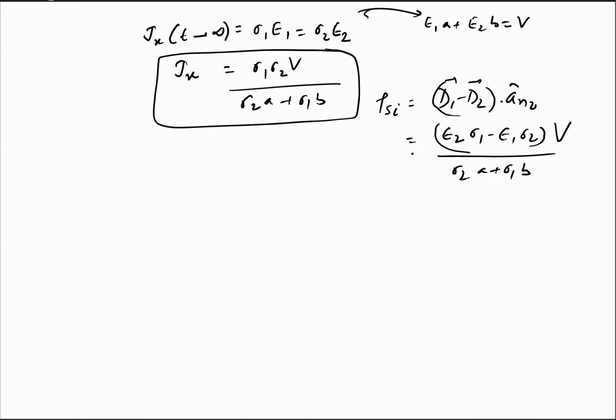Now what will happen during the transient phase, that is from 0 plus to t equal to very long duration? So in between, what will happen during this phase? What will be the transients? So for that we need to solve the continuity equation.